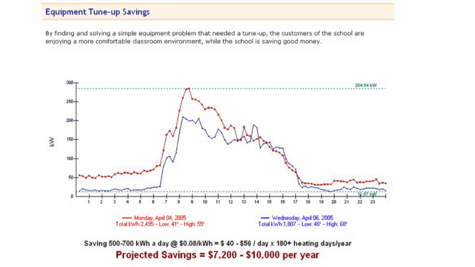There's another example from LPB Energy. In this case here, by finding and solving a simple equipment problem that needed a tune-up, the customers of the school are enjoying a more comfortable classroom environment while the school is saving money. This comparison shows 2 different operating days in the same year with fairly similar weather patterns, but showing you less energy usage for the day that's been after the equipment has had the tune-up. The projected savings of this is between $7,000 and $10,000 a year.